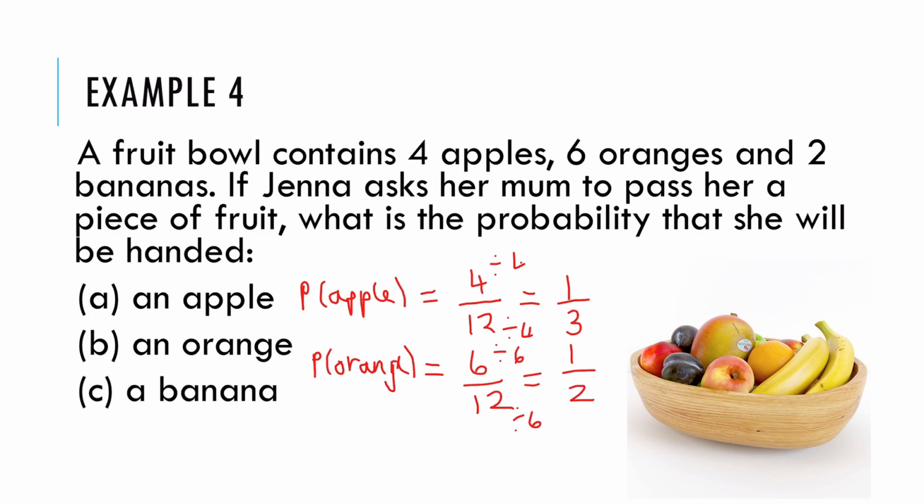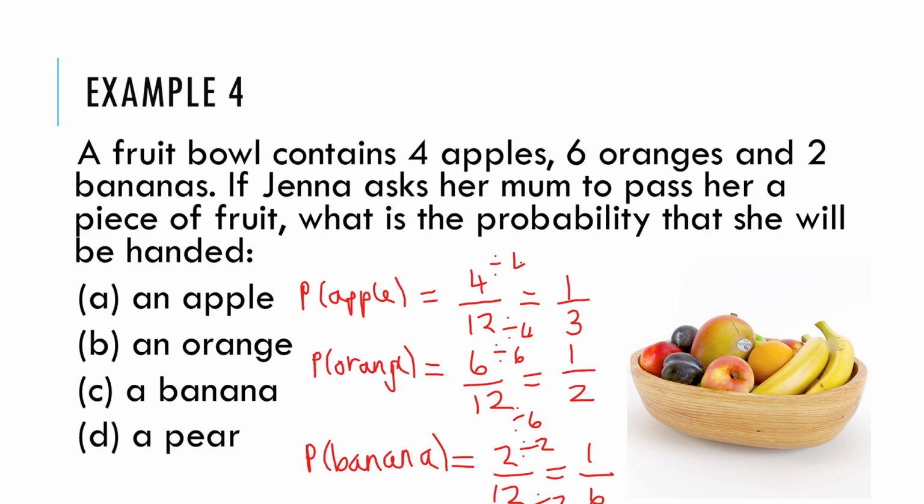In C, it's the probability of a banana. Again, there are still 12 pieces of fruit, so it's still out of 12. How many bananas are there? Well, there are 2. Simplifying this, we divide the top and the bottom by 2, which is 1 over 6. Lastly, what is the probability of a pear? Well, there are no pears in the fruit bowl, so the probability of a pear being picked is absolutely 0.